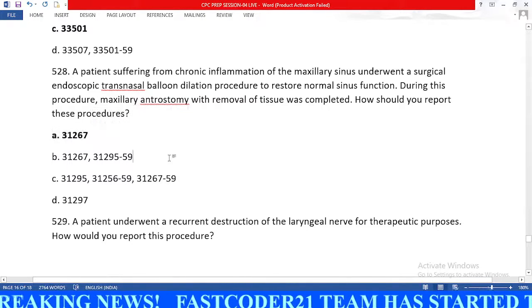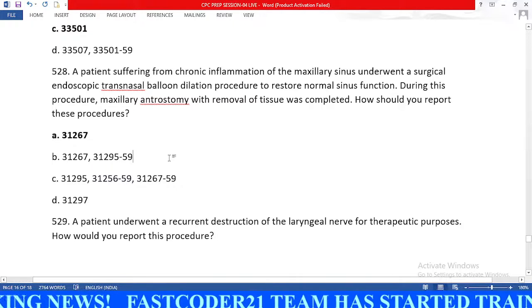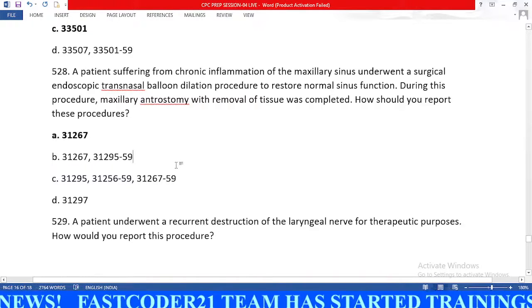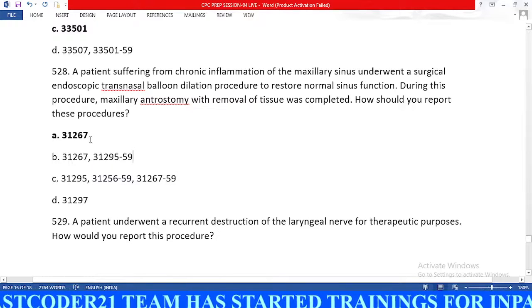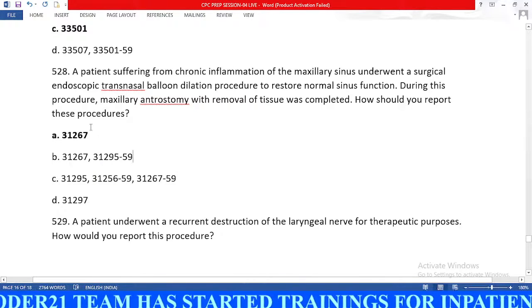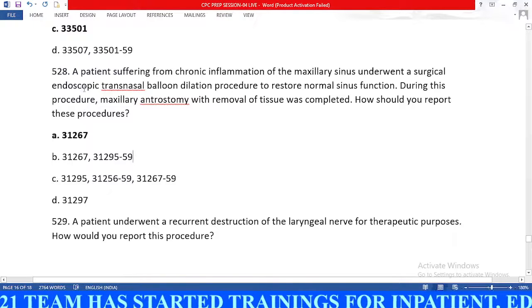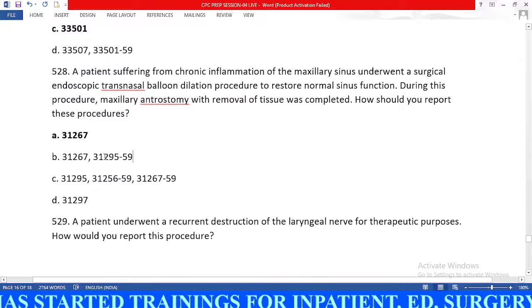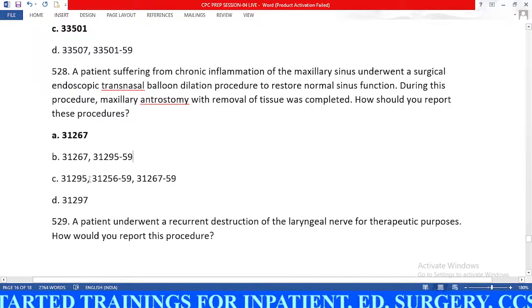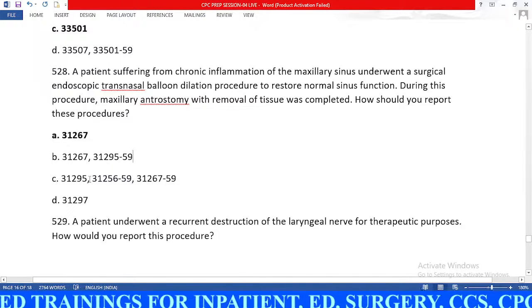So guys, whenever you check any code in the CPT book, check above and after, nearly 3 to 4 codes. Like if it is 31267, you can check 31266, 265, 264, and after that 268, 269, 270. If you check like that, we can code properly.